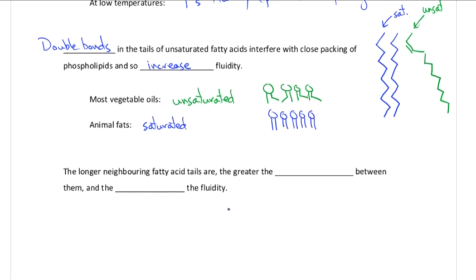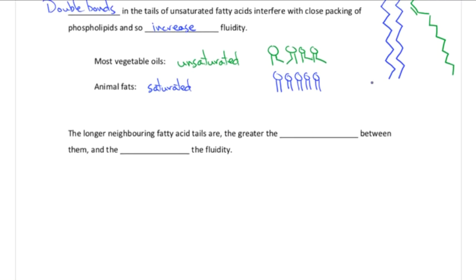Last thing, the longer the neighboring fatty acid tails are, the more opportunity there is for them to interact with each other. So if I increase this length here, now there are more atoms that can attract each other by intermolecular forces. And therefore, this is going to have lower fluidity than in the shorter case above. So the longer the neighboring fatty acid tails are, the greater the intermolecular forces, I'm going to write that as IMFs, are between them, and therefore the lower the fluidity.